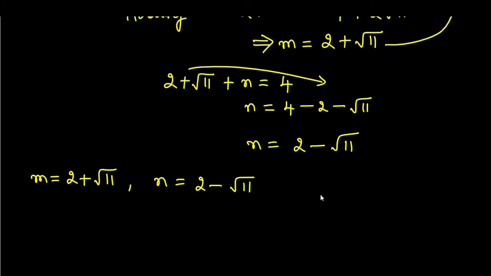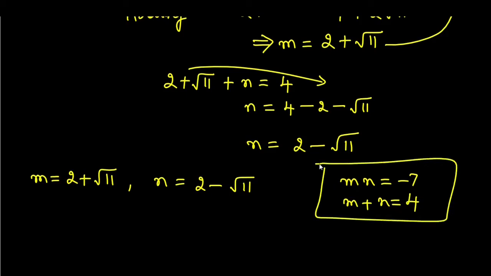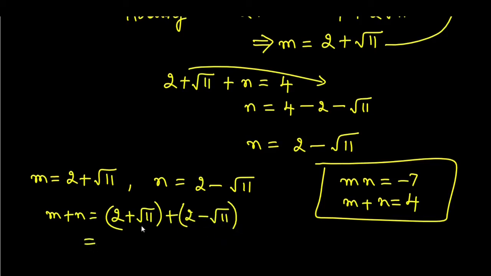Let's check whether mn is equal to minus 7 and m plus n is equal to 4. m and n should satisfy these two conditions. So what is m plus n? m is 2 plus root 11, plus n is 2 minus root 11. Plus root 11 and minus root 11 get cancelled. So 2 plus 2 is 4. This is satisfied.